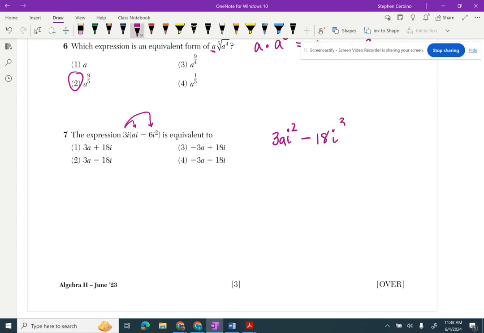18i to the third. Well, the powers of i, remember, i is equal to itself. i squared is equal to -1. i to the third is equal to -i. And i to the fourth is equal to +1. If you remember that the even exponents are going to be either 1 or -1, the odd exponents are i or -i, it kind of helps you there.